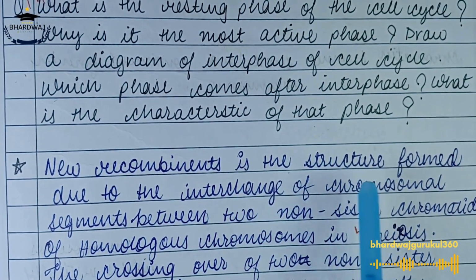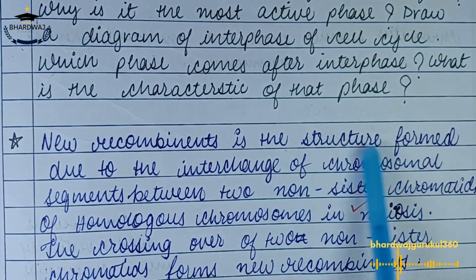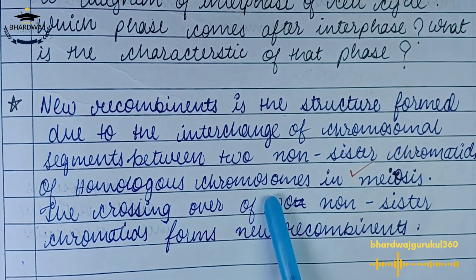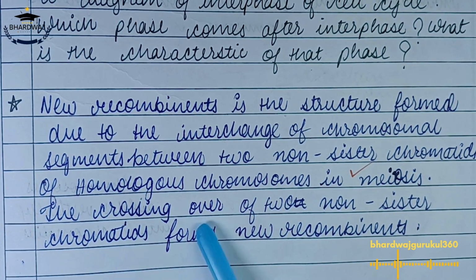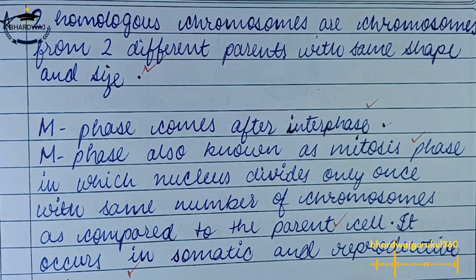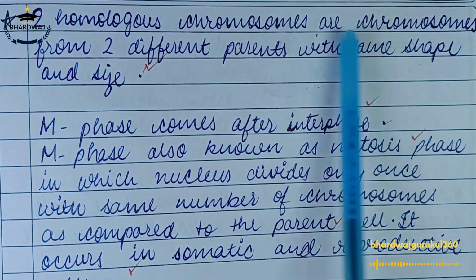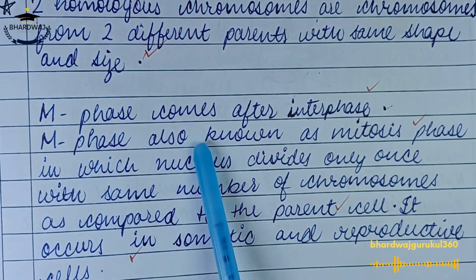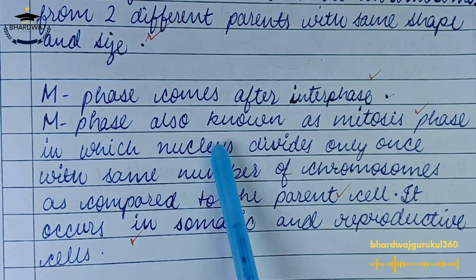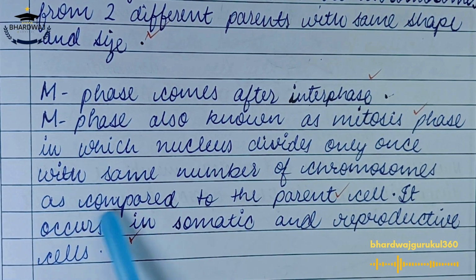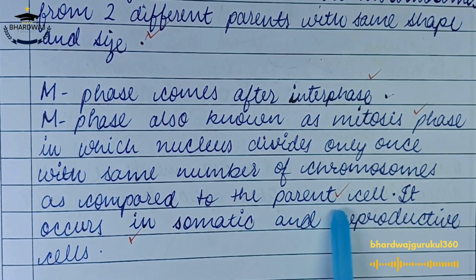New recombinants is the structure formed due to the interchange of chromosomal segment between two non-sister chromatids of homologous chromosomes in meiosis. The crossing over of two non-sister chromatids forms new recombinants. Two homologous chromosomes are chromosomes from two different parents with same shape and size. M phase comes after interphase. M phase, also known as mitosis phase, in which nucleus divides only once with same number of chromosomes as compared to the parent cell. It occurs in somatic and reproductive cells.